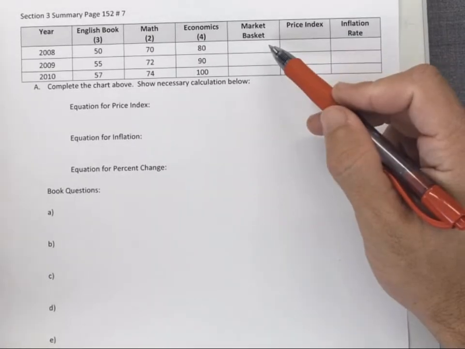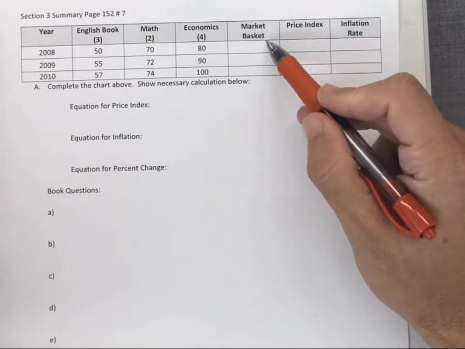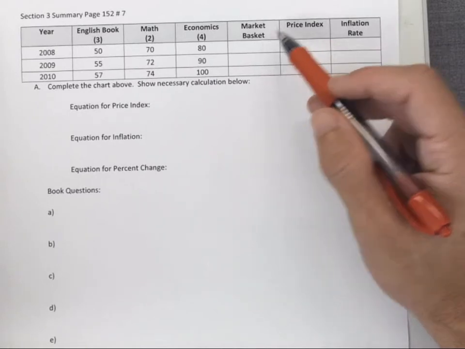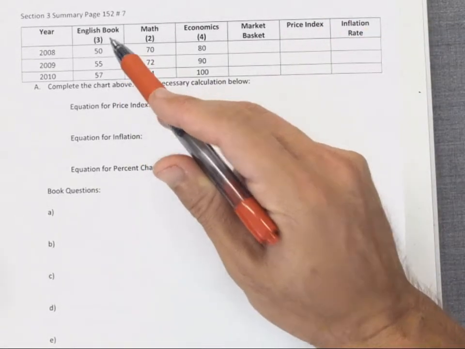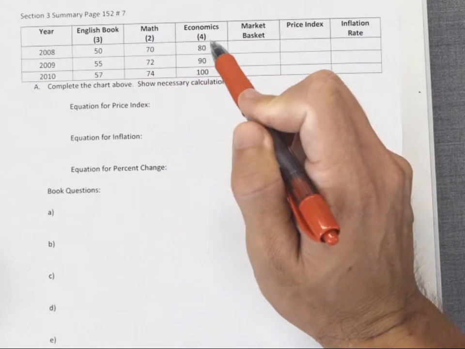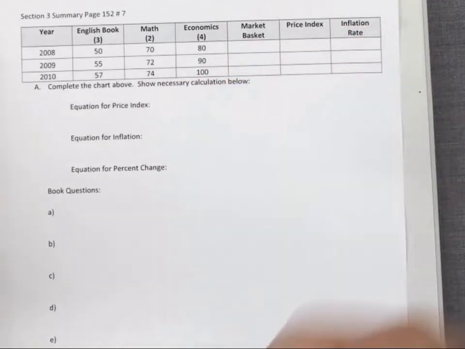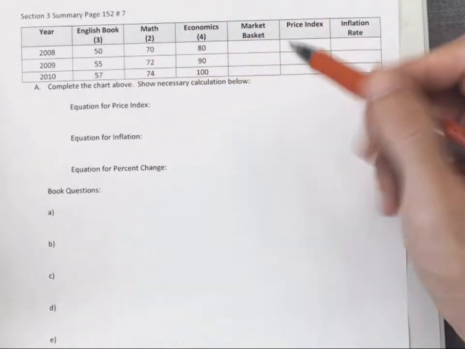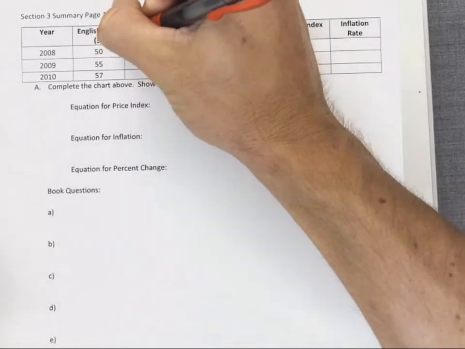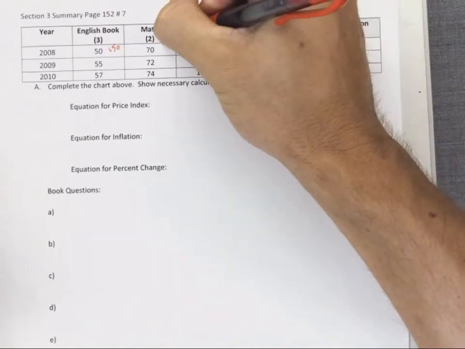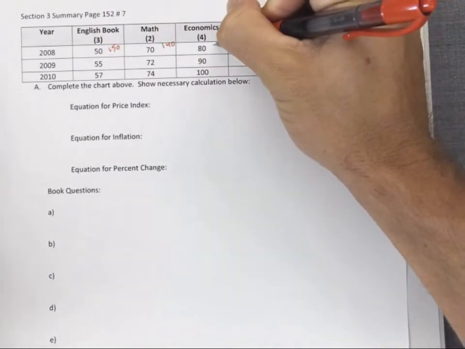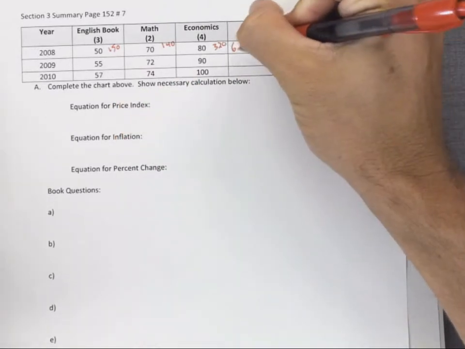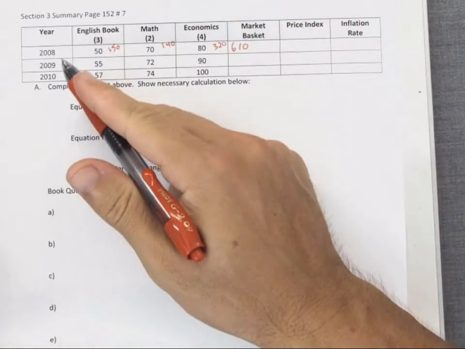So first thing is the market basket, and remember the market basket is what people buy. And in this situation, we're going to say everybody buys 3 English books, 2 math books, and 4 economics books. Now to do the math here, we would have to find the cost of each component of the basket. So 3 times 50 is 150, 2 times 70 is 140, 4 times 80 is 320, 320 plus 140 plus 150. The market basket is 610 in 2008.